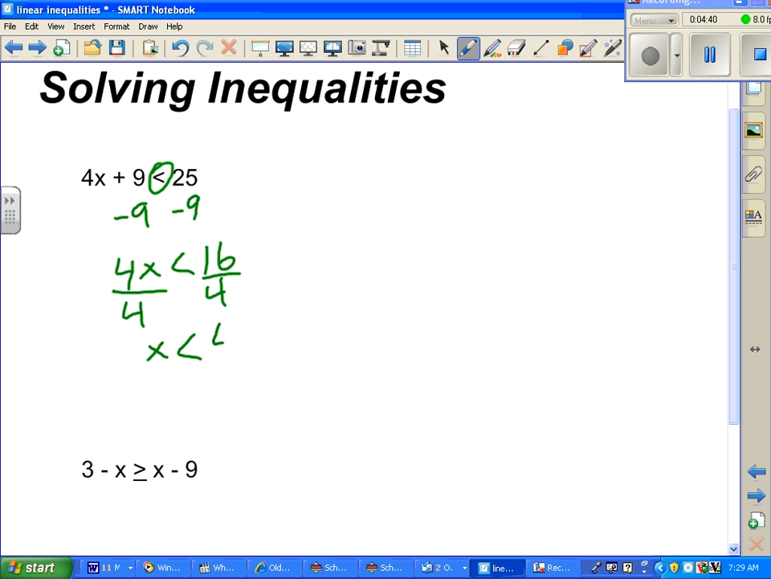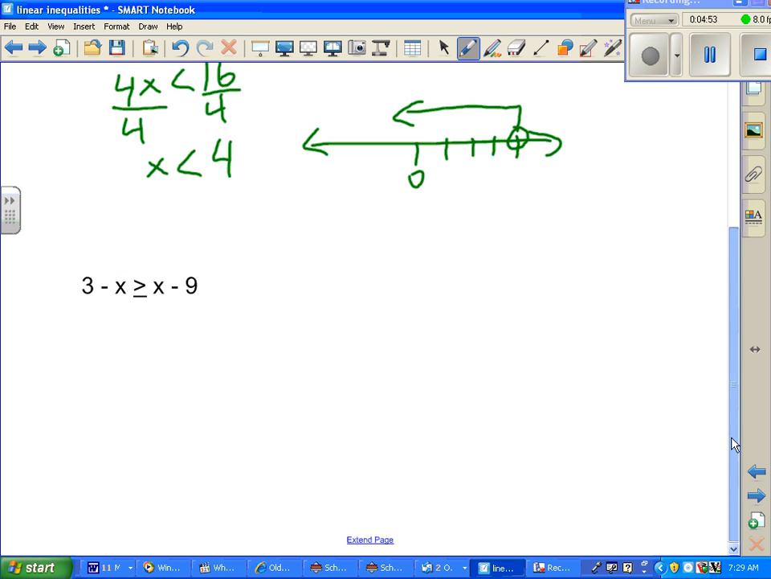X is less than 4. Okay, so if we're going to graph that, let's go ahead and do it. 0, 1, 2, 3, 4, open circle, going left. Right? It's not equal to, so it's an open circle. We're less than 4, so we're going left. Now let's do this other one.